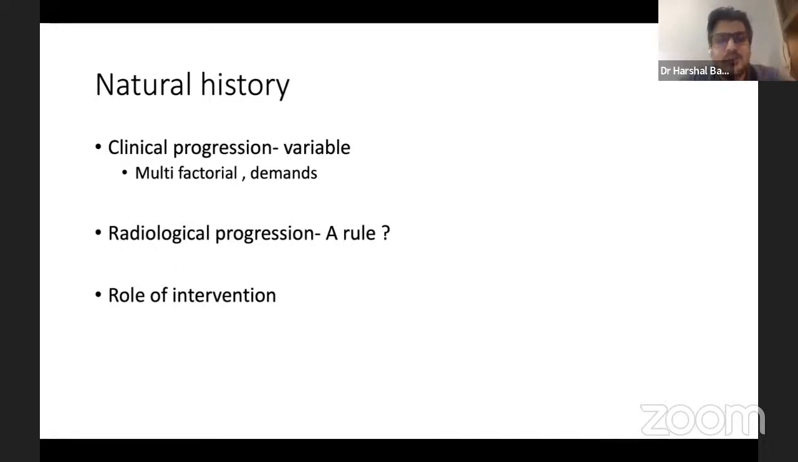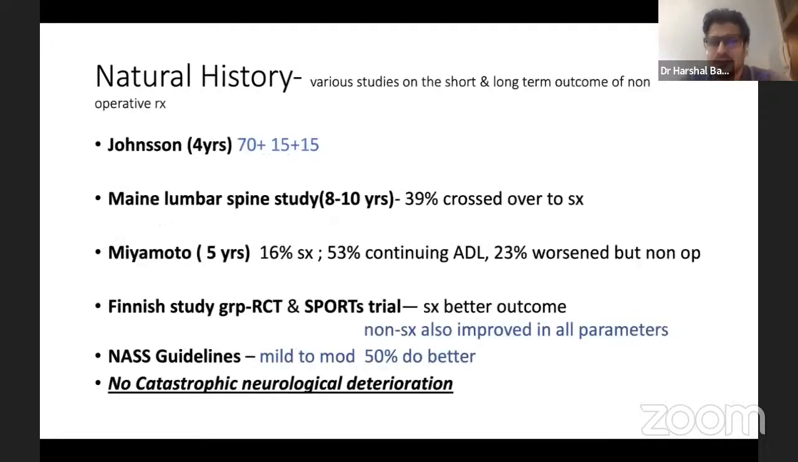So radiological progression has been reported to continue, but it is not clinically relevant or significant. And the role of non-surgical as well as surgical interventions on natural history has also been a dilemma. You can see multiple papers. Johnsson studied non-operatively treated LCS over 4 years. They found 70% remained status quo, 15% improved, and 15% deteriorated.